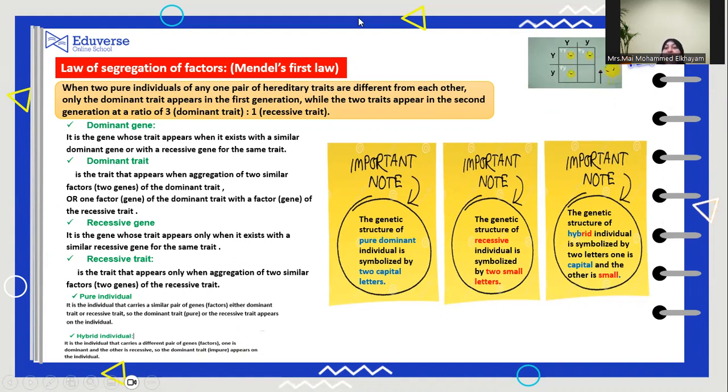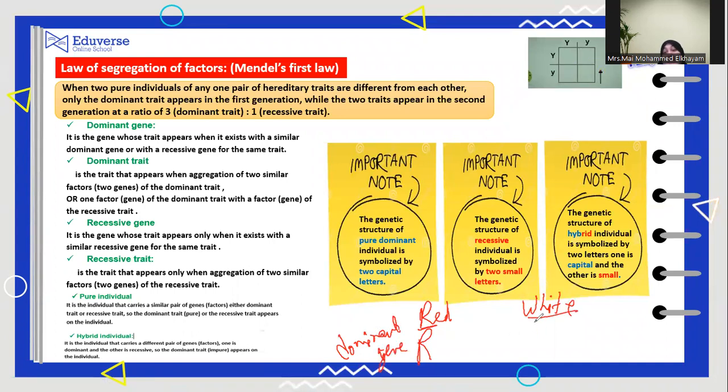Please pay attention. If I'm going to talk about the flower color, for example, which one is the dominant? Yes, the red. Red is dominant and white is the recessive. What is the first letter from the dominant trait? Is R. So if I'm going to talk about the dominant gene, it will be symbolized by a capital letter from the first letter of its name. So it is R capital. Dominant gene.